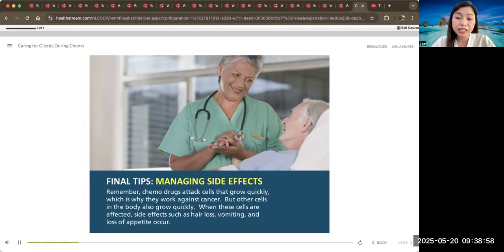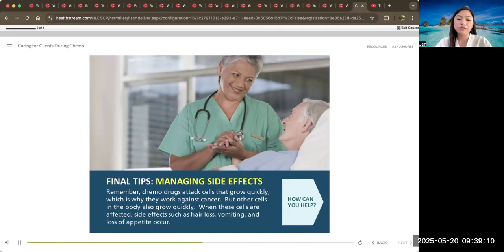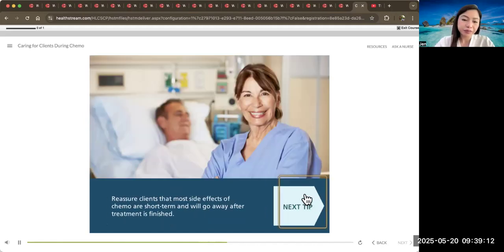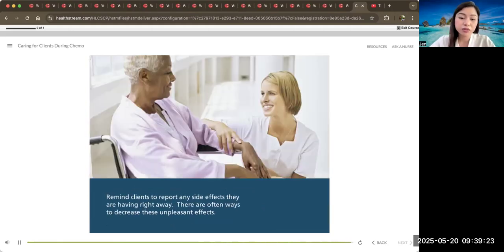Final tips, managing side effects. Remember, chemo drugs attack cells that grow quickly, which is why they work against cancer. But other cells in the body also grow quickly. When these cells are affected, side effects such as hair loss, vomiting, and loss of appetite occur. How can you help? Reassure clients that most side effects of chemo are short-term and will go away after treatment is finished. Remind clients to report any side effects they are having right away.